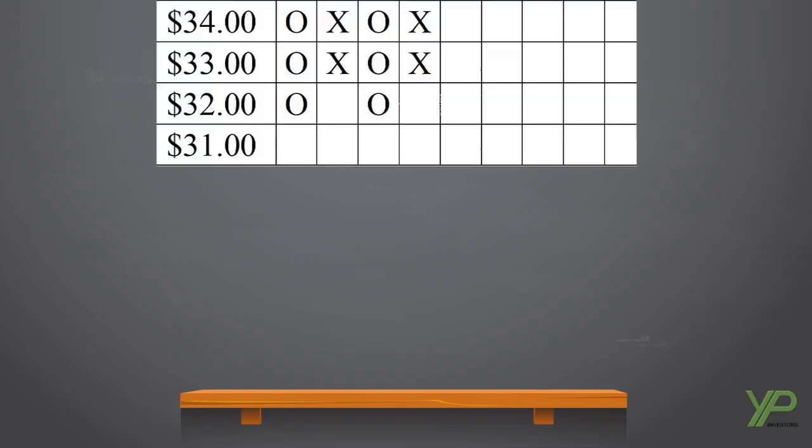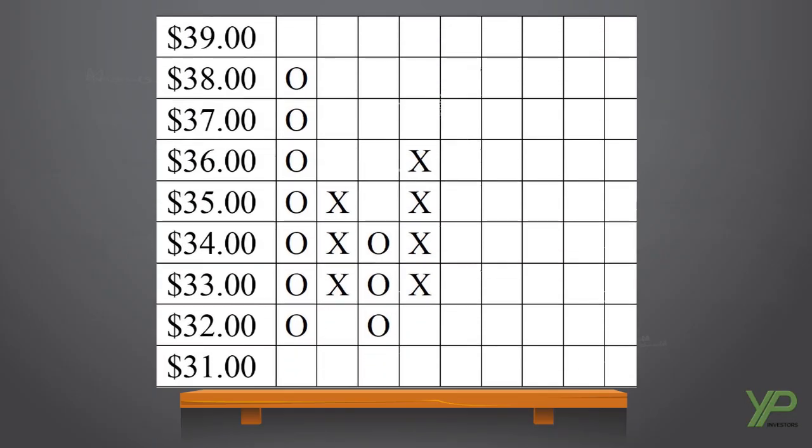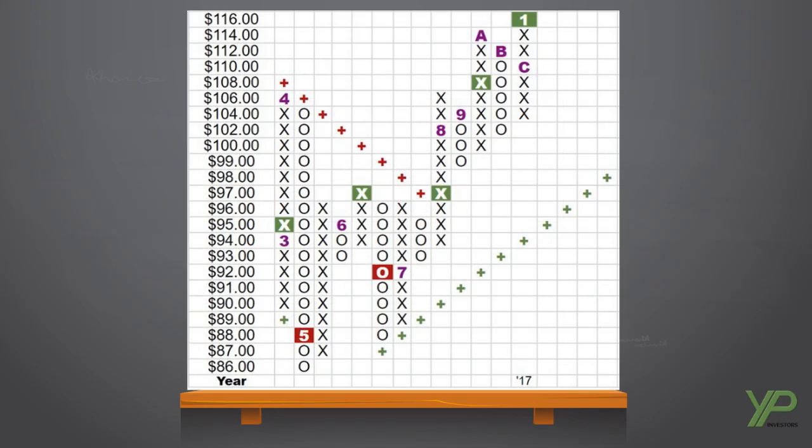Let's get into how this is applied to the point and figure chart. X's on the chart represent demand and an increase in the stock's price. O's on the chart represent supply and a decrease in the stock's price. The point and figure chart is made of these X's and O's. Within the chart, each column can contain only X's or only O's. Each individual box in the chart represents a stock's price. Moving up a box increases in price, and moving down a box decreases in price. This is a point and figure chart from YP Investors.